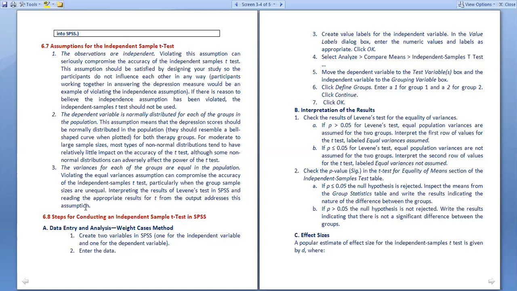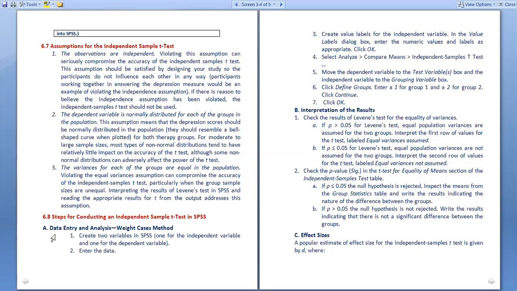I want you all to go through the assumptions. The observations are independent. So when we are talking about psychoanalytic and cognitive therapies, they are two independent therapies, and the dependent variable is normally distributed, and the variances of each of the groups are equal in the population. So variances are same, and therefore we are doing the Levene's test. So that is about points 1, 2, 3.